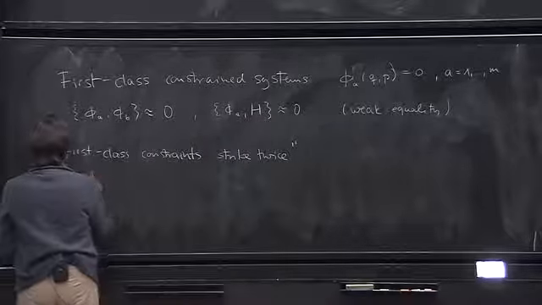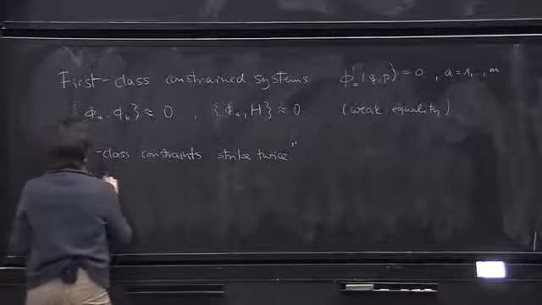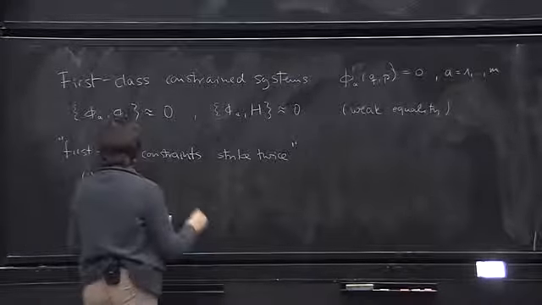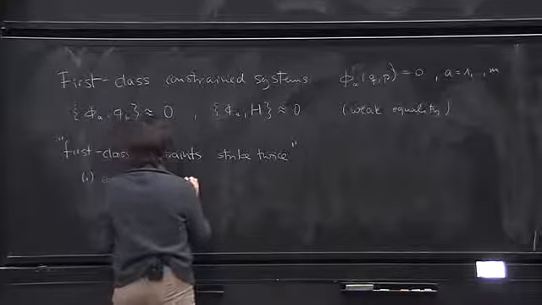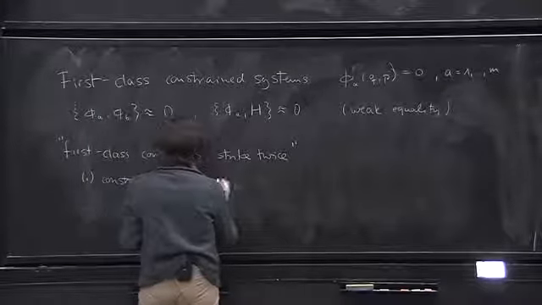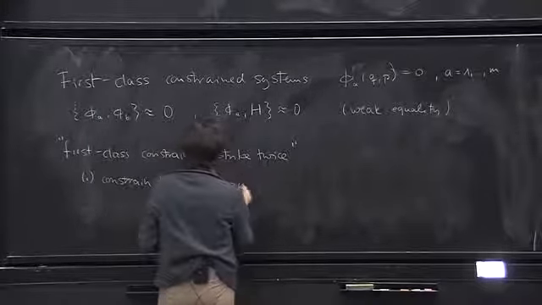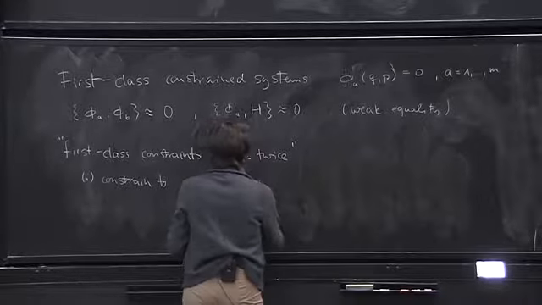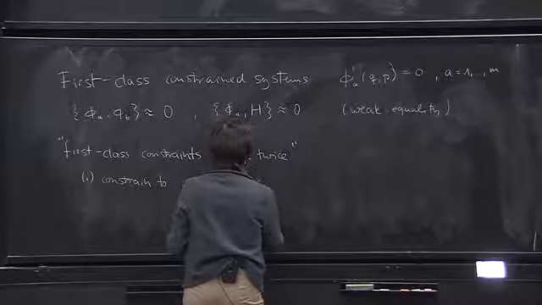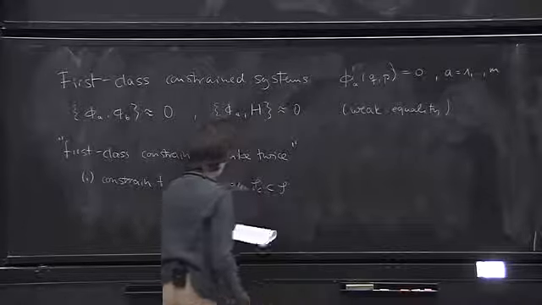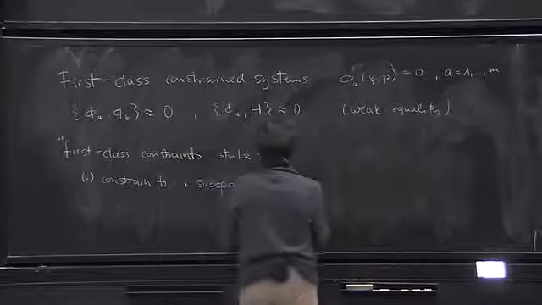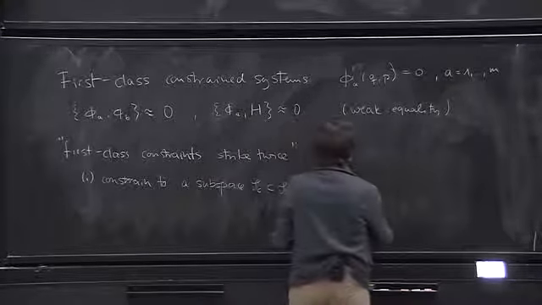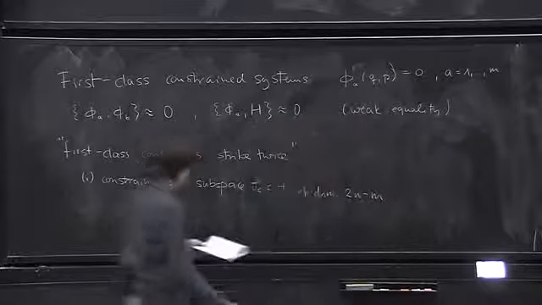So firstly, as I already mentioned yesterday, they constrain the dynamics to a constrained subspace of the phase space of dimension 2n minus m.